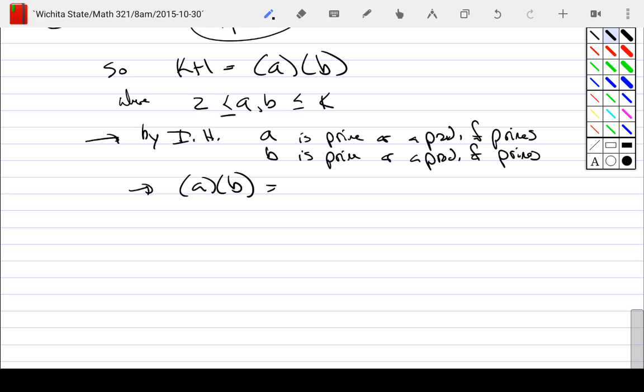If A is either a prime or a product of primes, and B is either prime or a product of primes, if I replace them with what they're equal to, which is primes, what does that tell you about A times B? It must be a product of primes. If A was a prime and B was a prime, it's a product of primes. If A was a product of primes, you would take A's product of primes and B's product of primes and multiply them and get a product of primes.